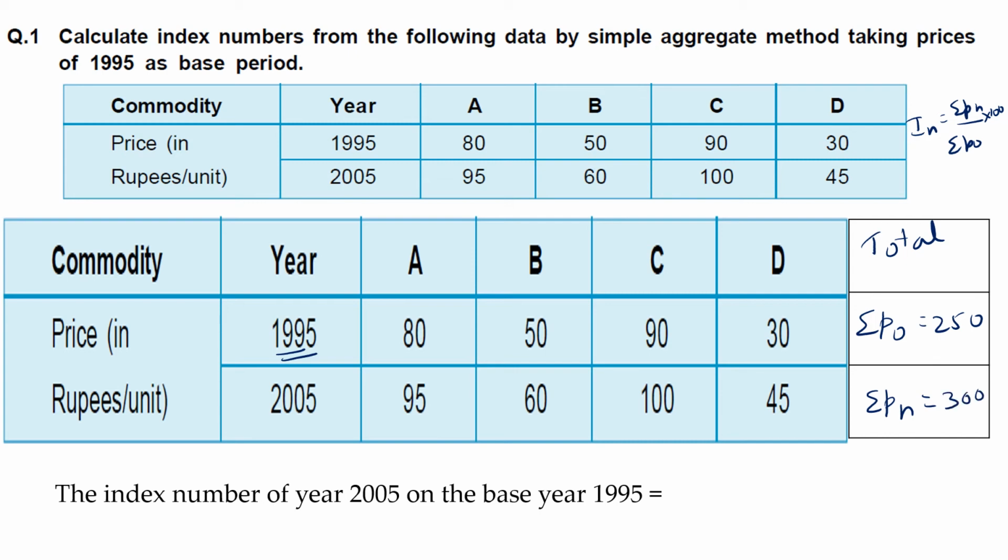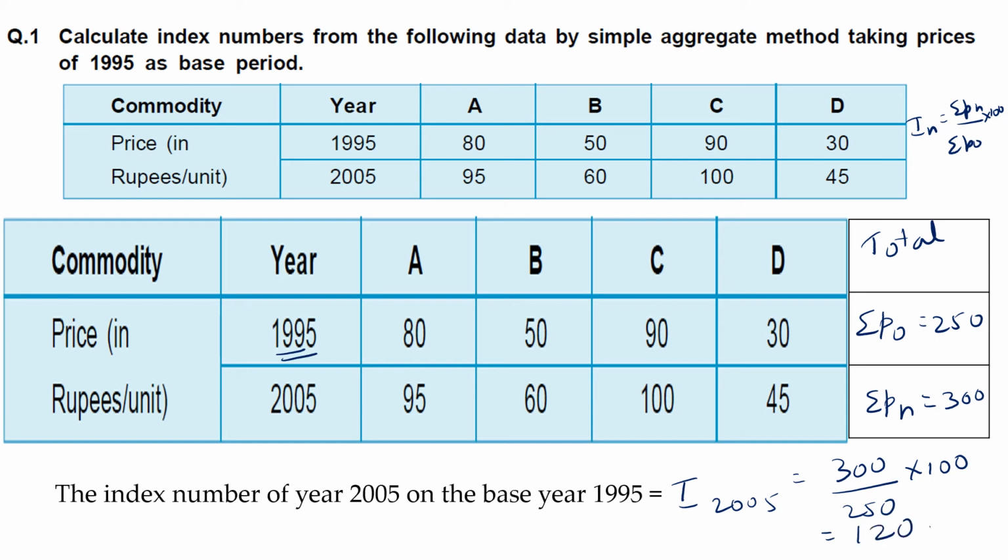So the index number of year 2005 on the base year 1995 using simple aggregate is given by I 2005 is equal to summation Pn, which is 300, upon summation P0, which is 250, into 100. So it is equal to 120.